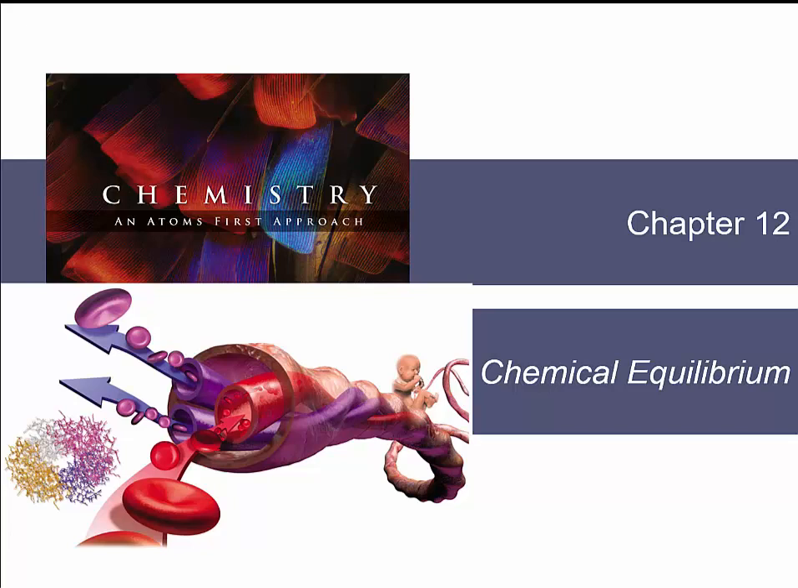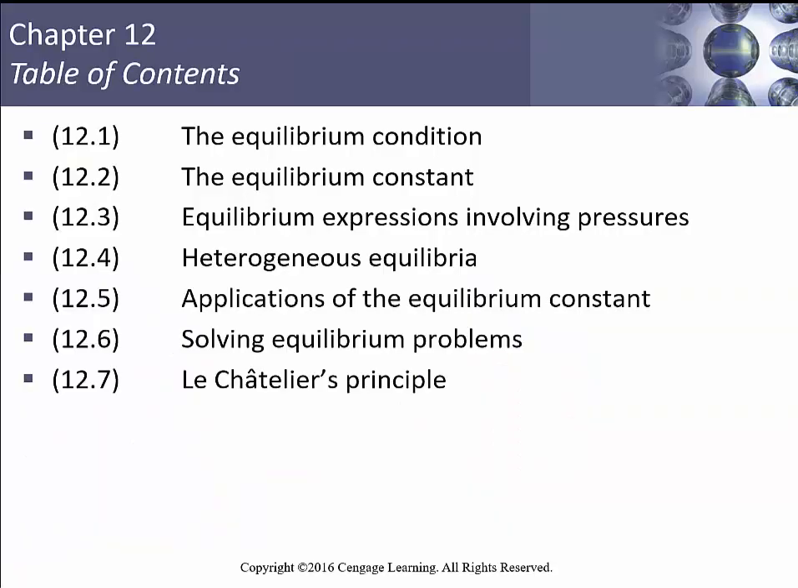Chapter 12, Chemical Equilibrium. So, table of contents: 12.1, the equilibrium condition. That's your basic starting point. 12.2, the equilibrium constant. We're going to see a lot of this coming up.